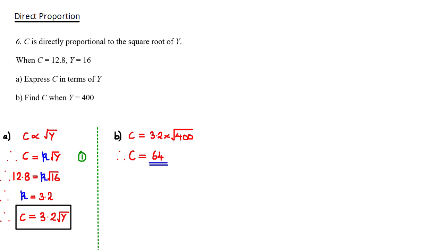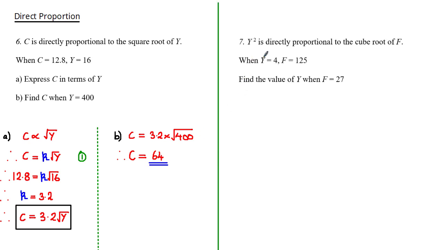Okay, let's have a look at the next problem. y squared is directly proportional to the cube root of f. When y is equal to 4, f is equal to 125. Find the value of y when f is equal to 27. Okay, so once again, pause the video to have a go at this problem. When you come back, we are going to walk through the solution.